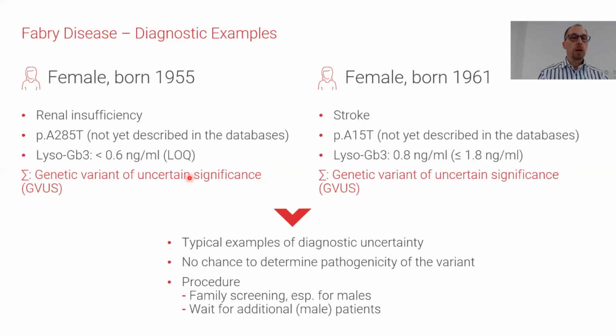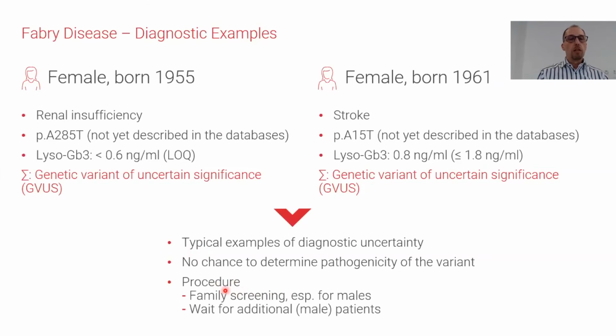What does it mean for the patient? It's a tremendous diagnostic uncertainty. You've got no chance in females to determine the pathogenicity of the variant. Maybe in that patient with a renal insufficiency, the treating doctors could perform a renal biopsy to have a look for Gb3 accumulation in the tissue, but that's an invasive measure.